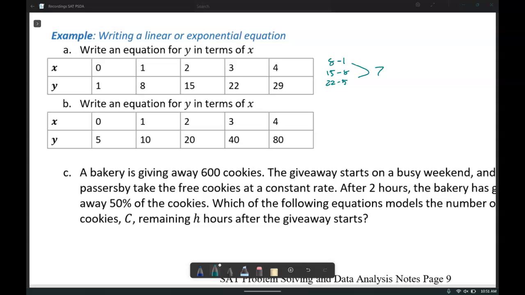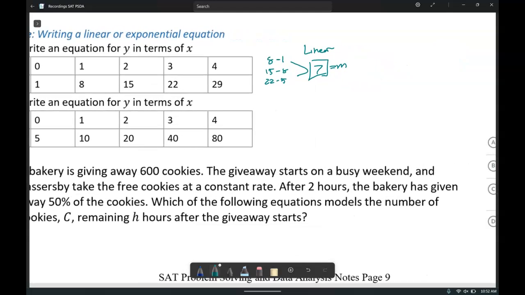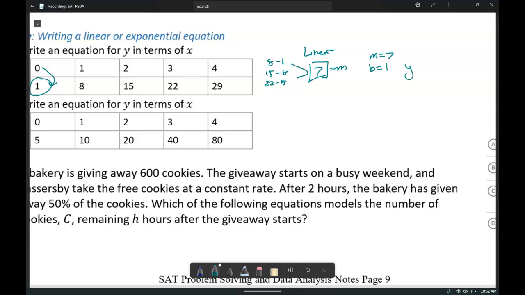Because each of those differences gives me the same value, I know that my common difference is 7, which is my slope. If I try to take 8 divided by 1 and see does that equal the same thing as 15 divided by 8, well, those are not the same fraction, so my common ratio doesn't exist. That's how we know it's going to be linear. Then we just look for our starting value. So since m equals 7, b has to equal 1 because when x is 0, our output is 1. So we have a linear equation, y equals 7x plus 1.